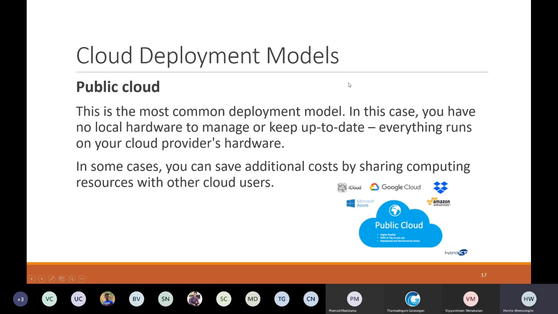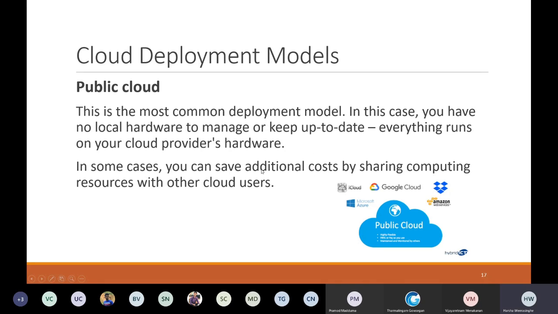So here you can see in the public cloud, the most common deployment model is this one. In this case, you have no local hardware to manage or keep up to date. You don't have to update it to the latest hardware and so on. Everything runs on your cloud provider's hardware, so you don't get any hardware-related failures. If you do, it's the cloud vendor's responsibility, so you're not going to manage this hardware-related stuff.